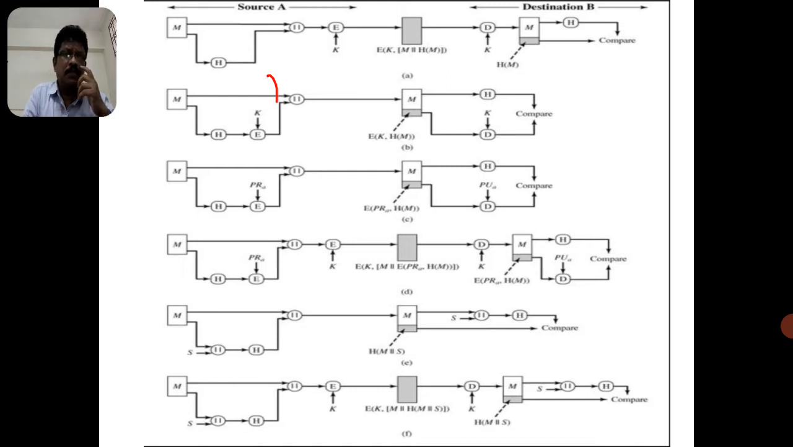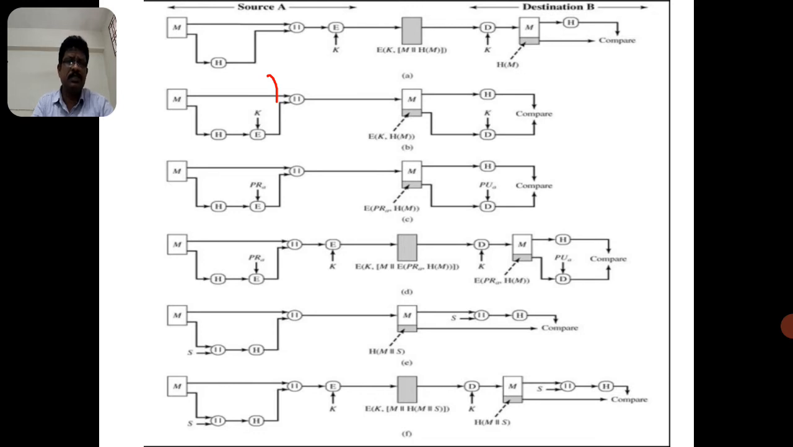So what the output is, the E_K of H(M) concatenated with M. That is an output. The hash function is nothing but a public function which maps a message of any length into a fixed length value. So how can we convert this particular encryption pattern? H(M) is already cryptographically protected and concatenated with M, and finally the whole message should be encrypted with the help of the key. So that's why here it is E_K of M concatenated with H(M).